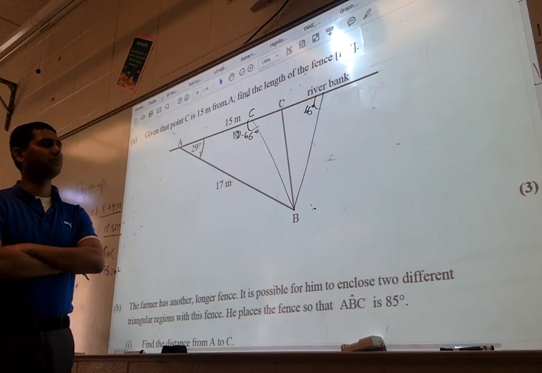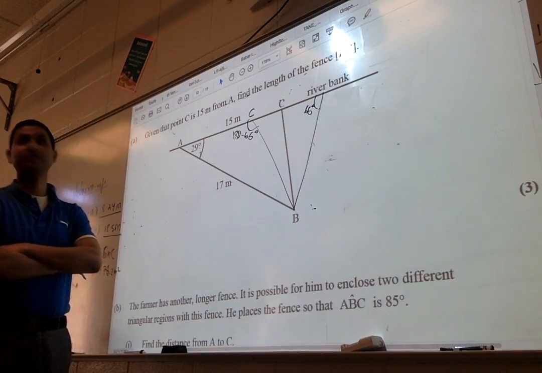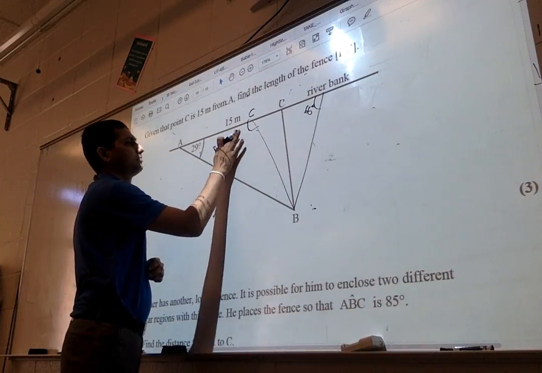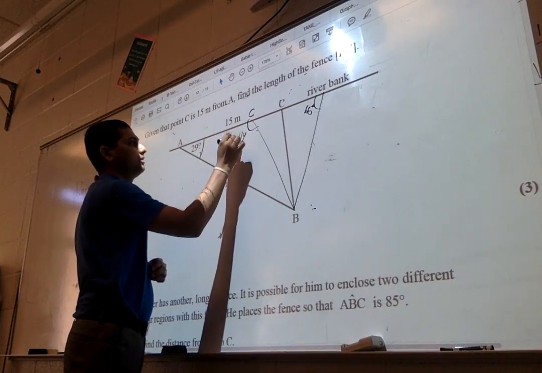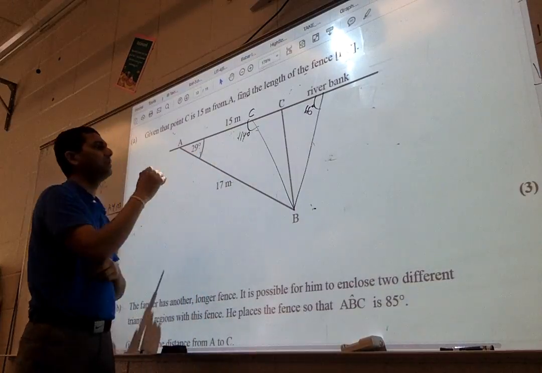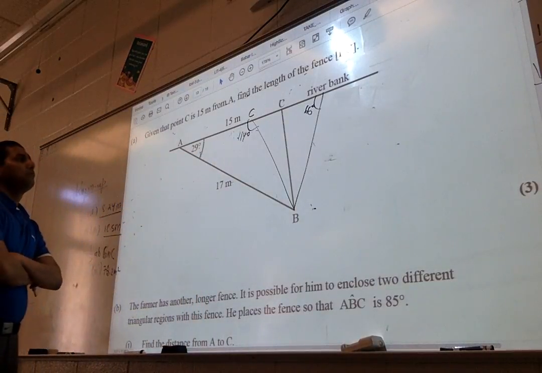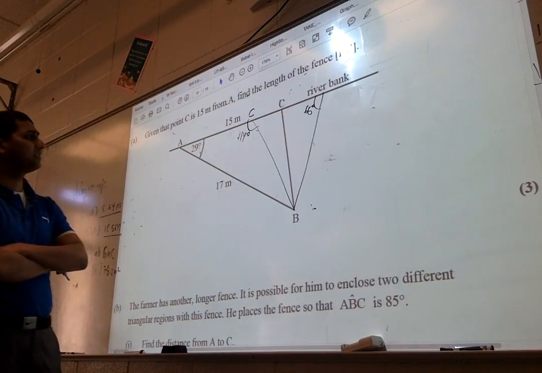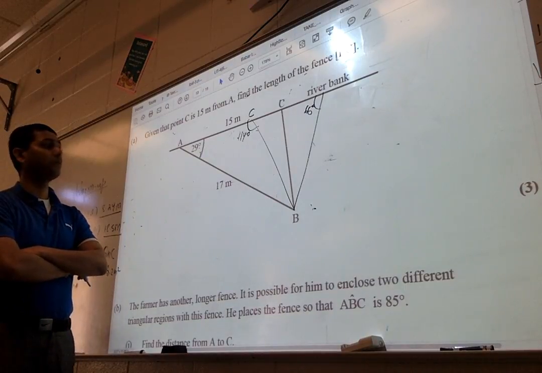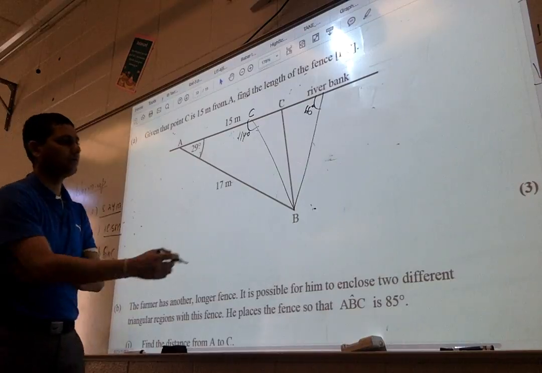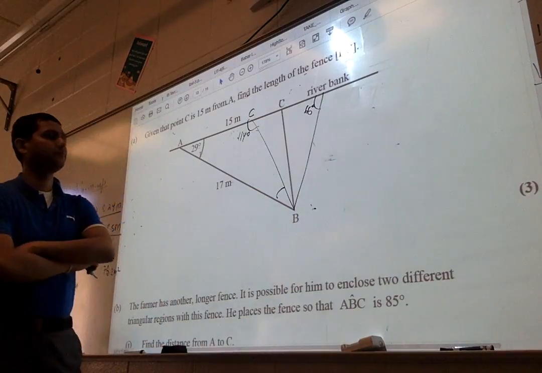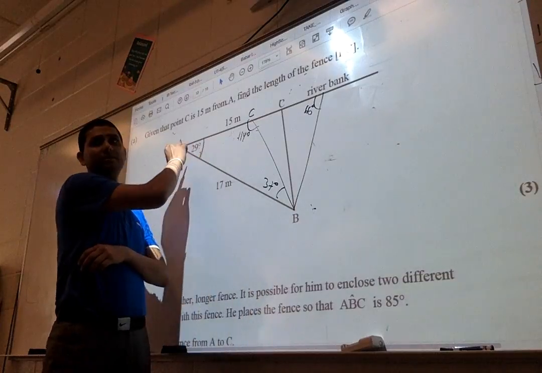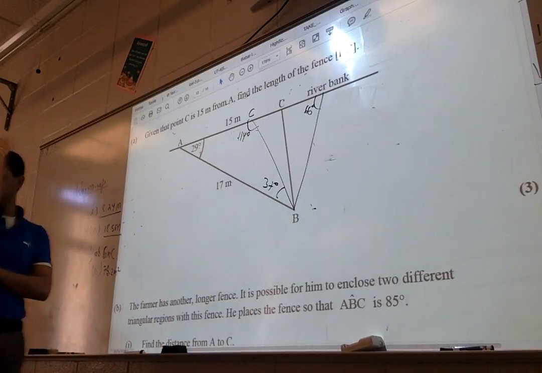Not 144, 124, 140. So 114 degrees. So 129 plus 114 should give you 137, 133, 143, and what will be this one? 37 degrees. Now you can find out this value, right? What is that value?